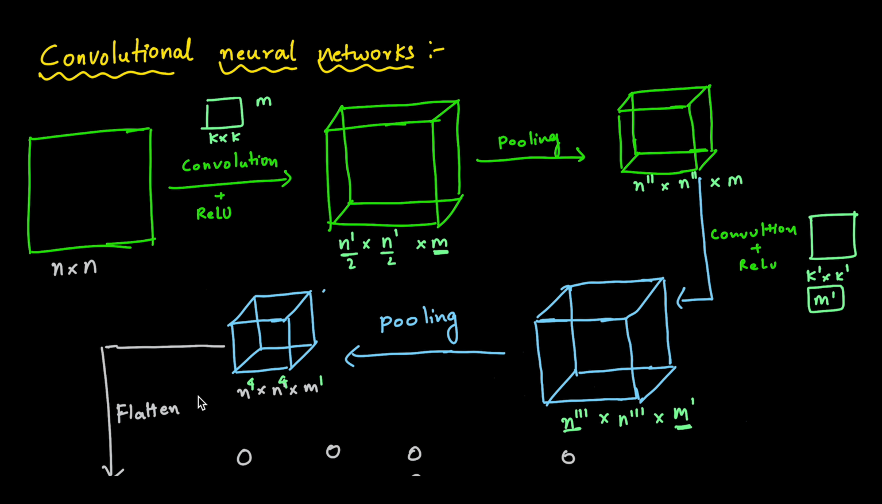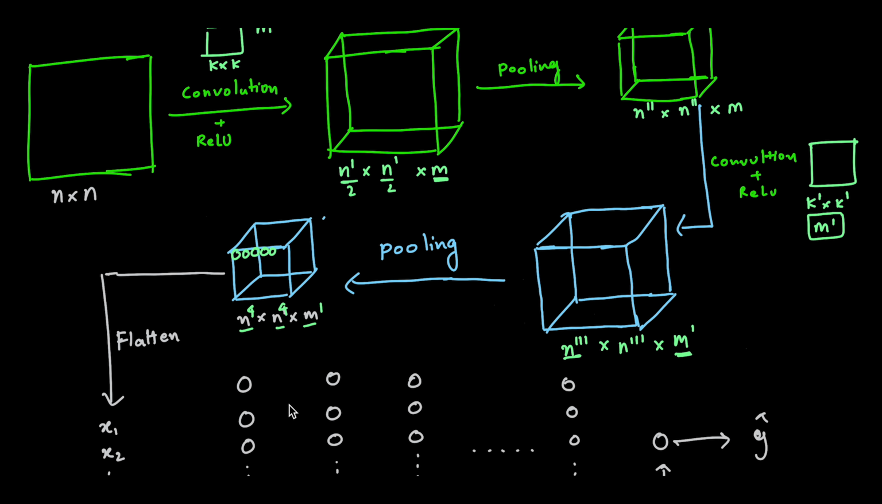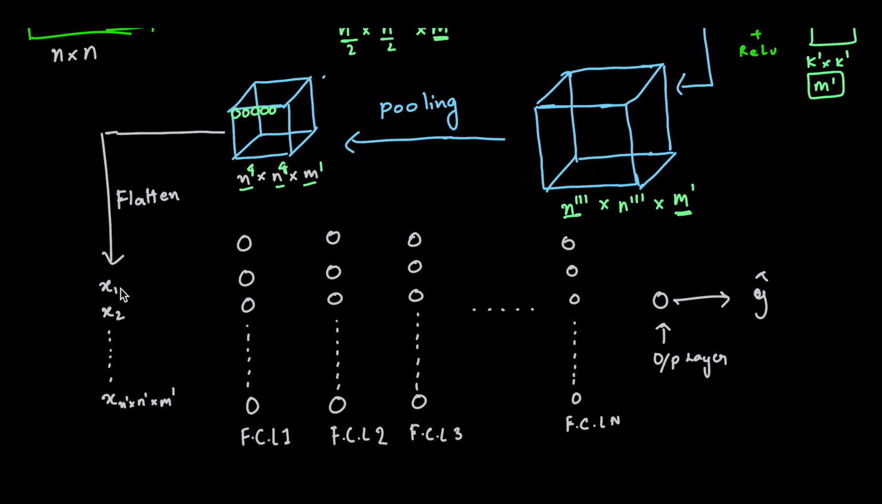So what does flatten mean? Flatten means that we'll take individual values of the feature maps. Like how many individual values will be present across all these feature maps? It will be n4 cross n4 cross m dash. That is, if you take each and every value x1, x2, and so on, it will be n4 cross n4 cross m dash. These many values we'll be getting.